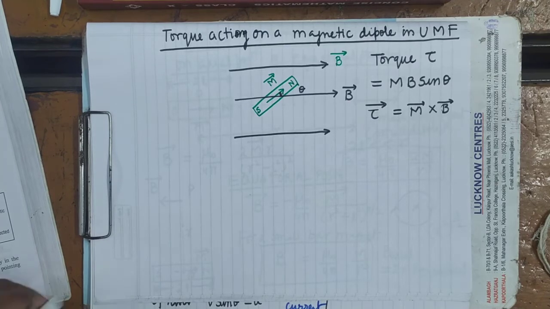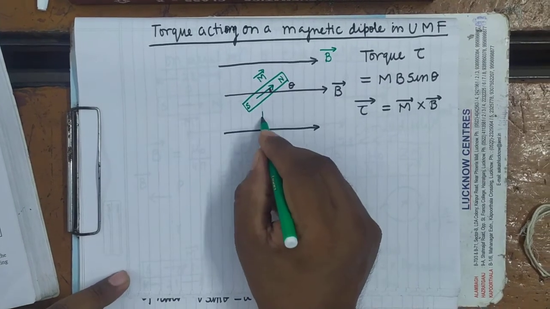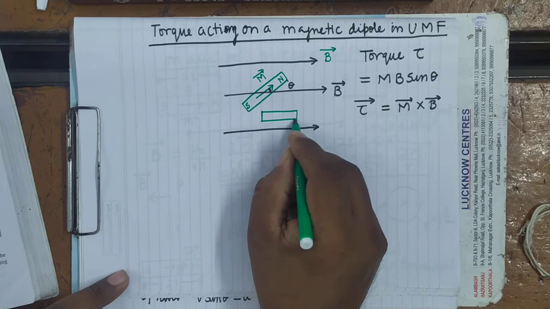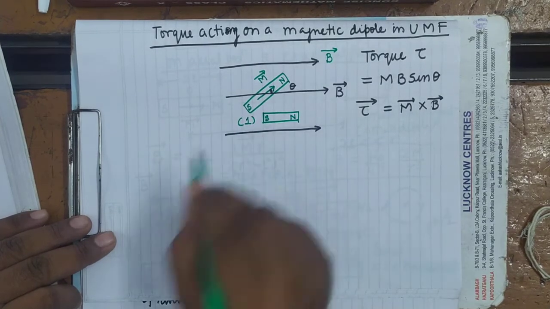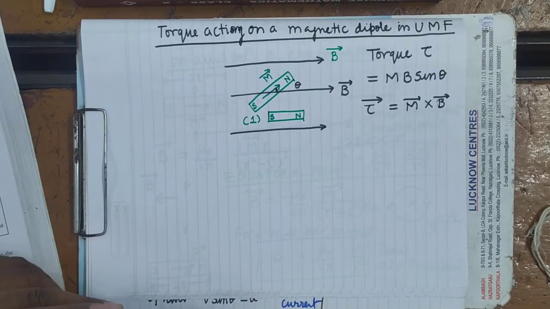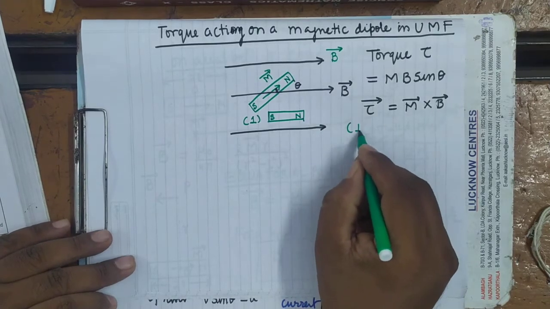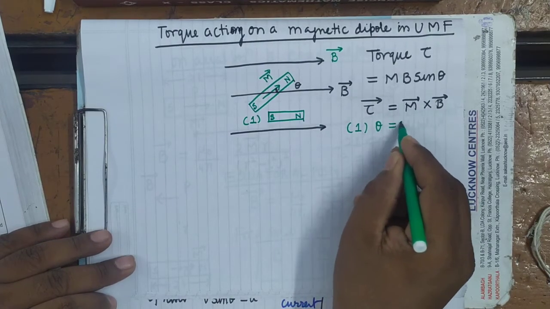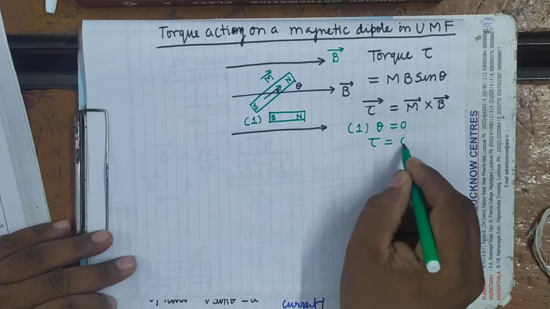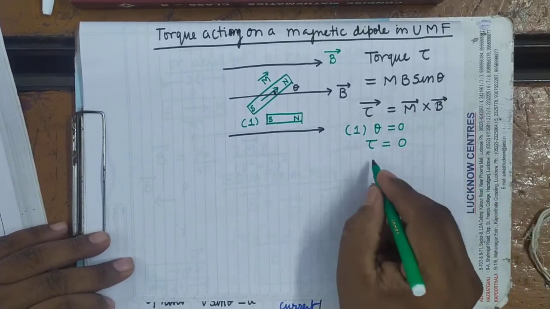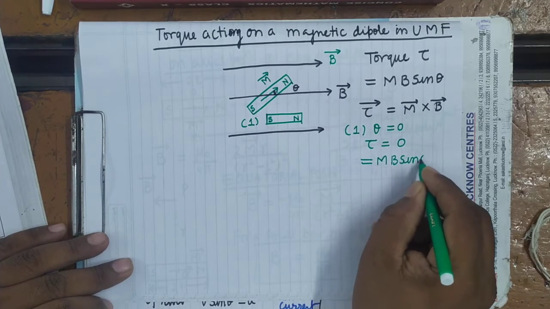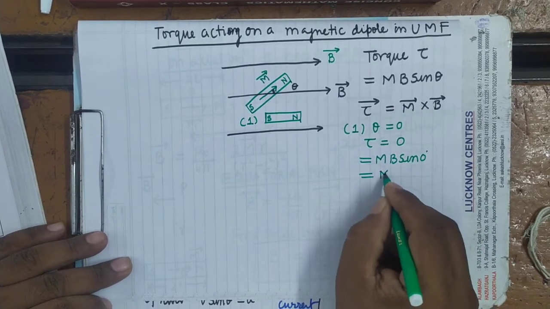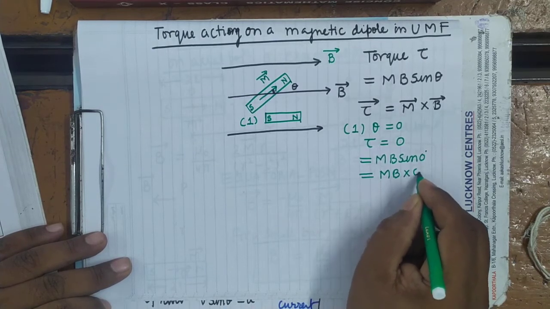You have seen that when the dipole is placed in this way, what will be the angle theta? This you can take as position 1. What will be the angle theta? So for position 1, theta will be 0 and torque will be equal to 0. Because torque is mB sine 0 degree, and sine 0 degree is what? It is 0. So torque will be 0.